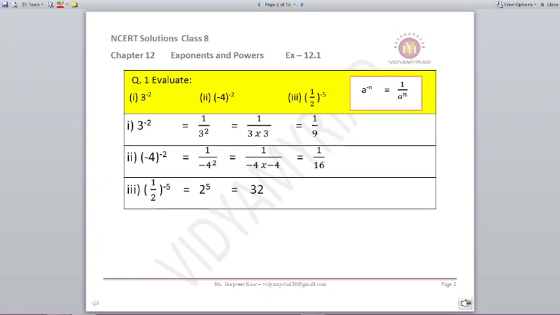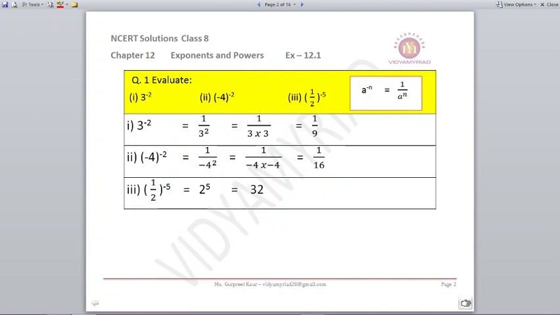Question number 1, evaluate 3 raised to power minus 2, minus 4 raised to power minus 2 and 1 by 2 raised to power minus 5. Now the rule over here is whenever you have the negative powers, you will take its reciprocal to change it into positive powers. So 3 raised to power minus 2 will become 1 upon 3 square. So 3 square means 3 into 3, your answer comes to 1 upon 9.